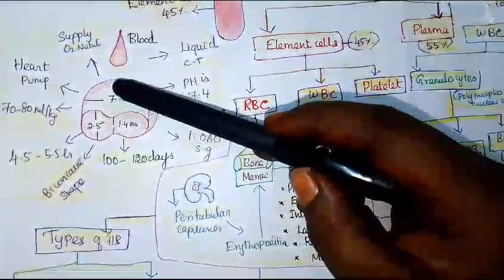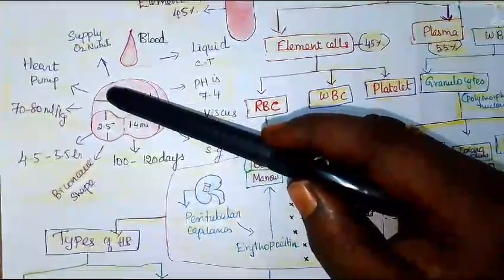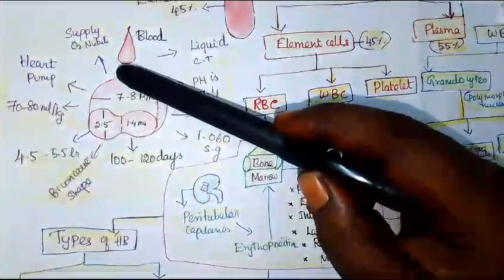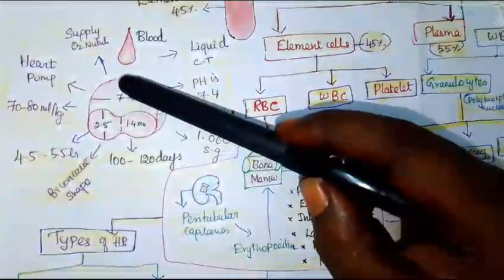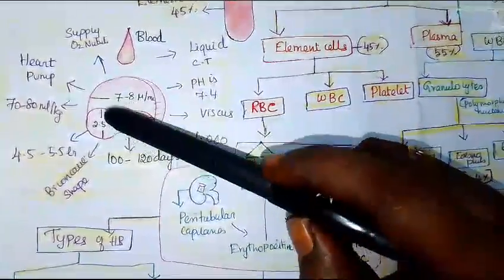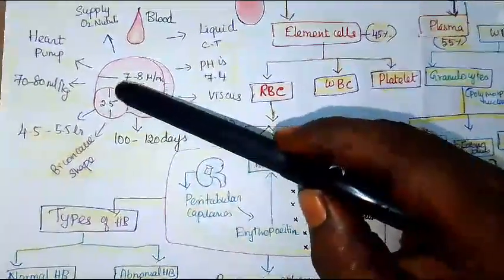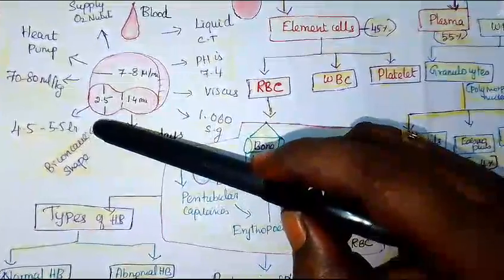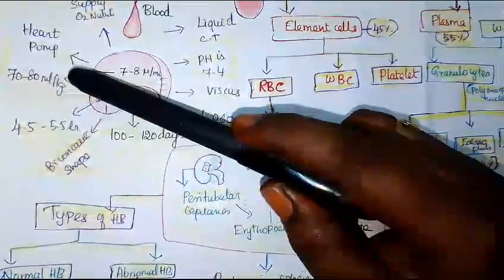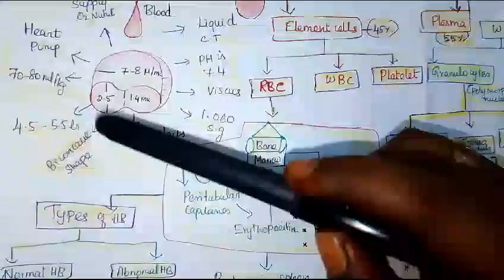Blood is supplied by what? The heart is pumping the blood. Main thing, blood is supplying oxygen, nutrients, minerals, hormones, everything. Hormones and all are directly poured into the blood. How many liters of blood do we have? Nearly 4.5 to 5.5 liters, or 70 to 80 ml per kilo of weight.